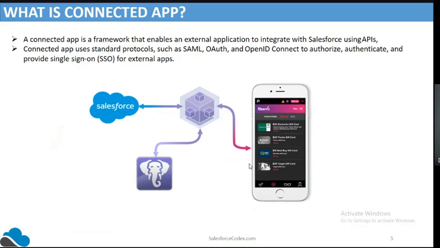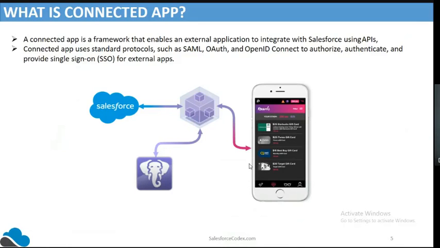So what is a connected app? A connected app is a framework which enables any external application to connect with our Salesforce application using API. It may be a .NET application, a Java application, or any third-party Salesforce application. Maybe another company has a Salesforce org and wants to integrate with our Salesforce application. There also we need a connected app.